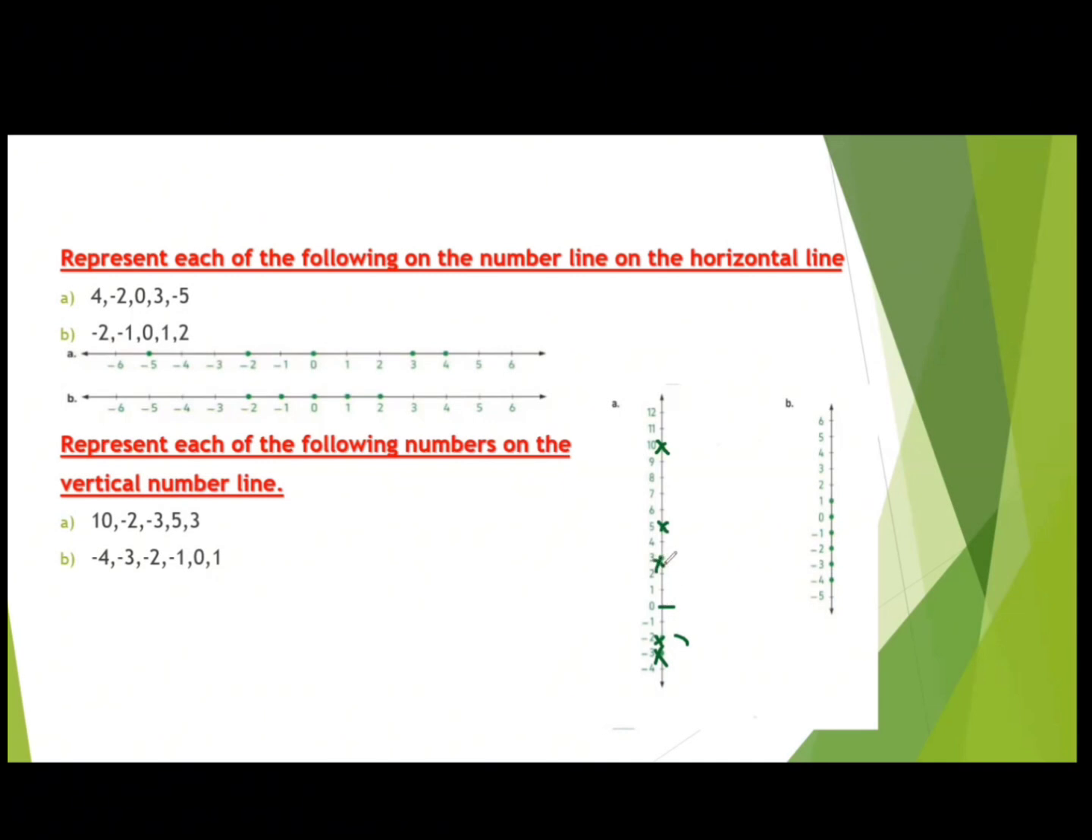Let's go to the second number line. -4, it's negative, so you have to go below. This is -4. -3 is 3 steps below 0. This is the -3. Then -2, this is -2. -1, this is -1. And this is 0, and this is 1 in the positive place.